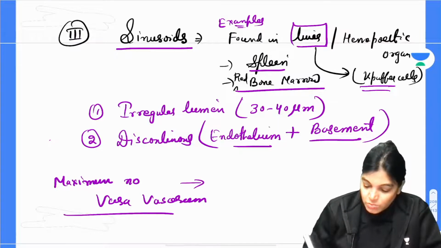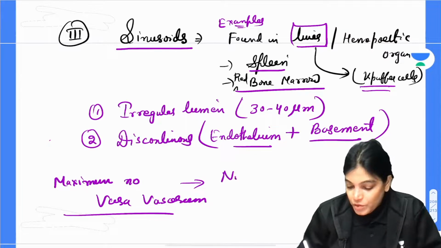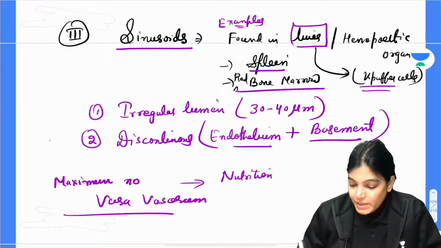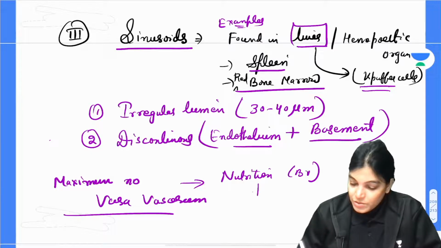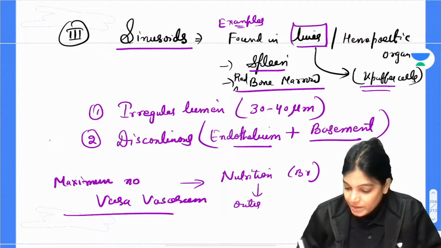Vasa vasorum means small blood vessels which are giving nutrition. Yes, absolutely right, Roshni. Nutrition to the outer layer. What is the outer layer? The outer layer is tunica adventitia.